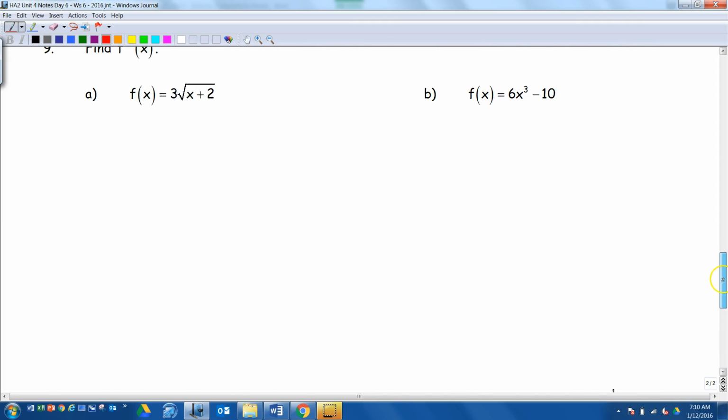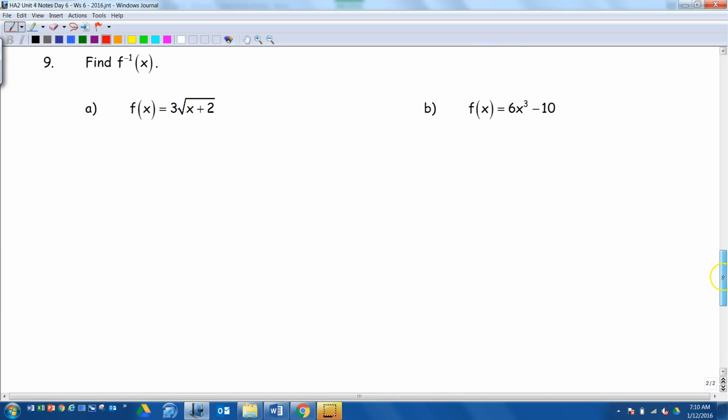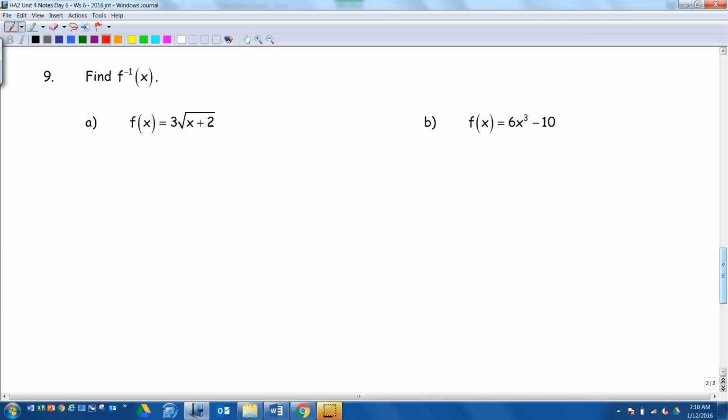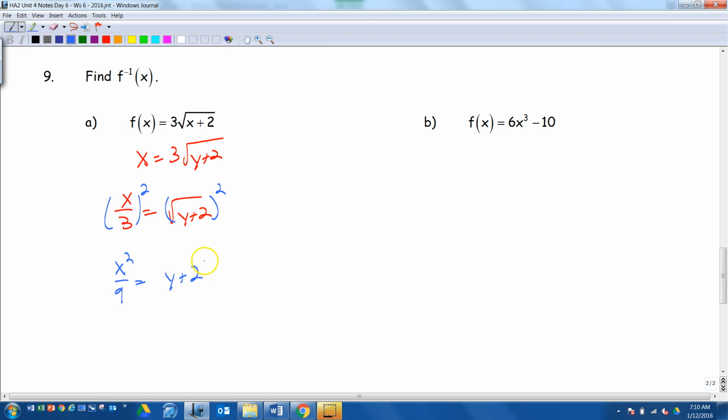Alright, there's one after this. Let's turn things into inverses. First thing you do is switch the x and y, so this becomes x equals 3 root y plus 2. Next, I'm going to divide by 3. Next, I'm going to square both sides, because I need to get that y by itself. So I get x squared over 9 equals y plus 2. And finally I can say that y equals x squared over 9 minus 2.